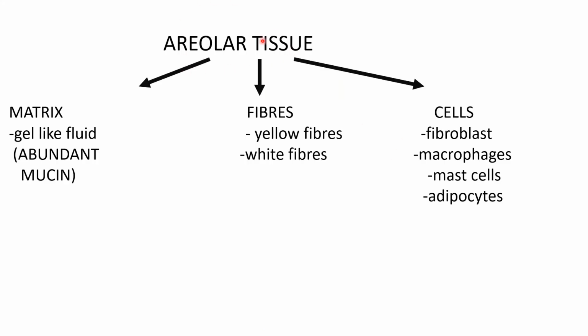So a short recap of areolar tissue. It contains a matrix, a gel-like fluid which is abundant. Then it contains fibers. There are two types of fibers: yellow fibers and white fibers. Yellow fibers contain elastin and white fibers contain collagen. And there are four types of cells: fibroblast, macrophage, mast cells, and adipocytes.